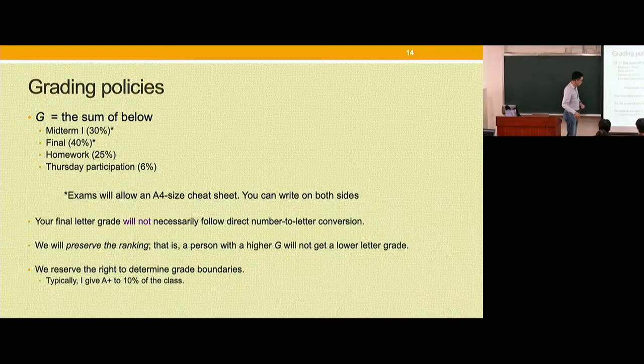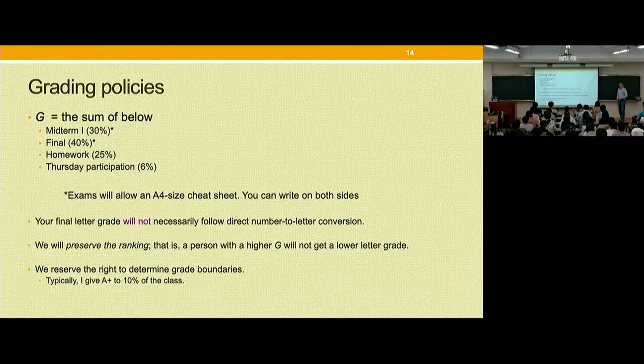Typically, I give A+ to 10% of a class. Last year, maybe 12%, but no more than that. In my personal habit, I think A+ should be rare, should be scarce. We cannot give 40% of everybody an A+. I think that's too much. So typically, in my 15 years of teaching career, I usually give A+ to the top 10%. All right, so that's the plan. That's my rule.